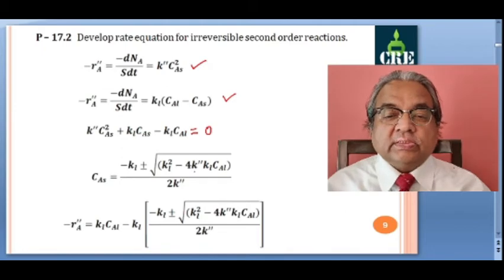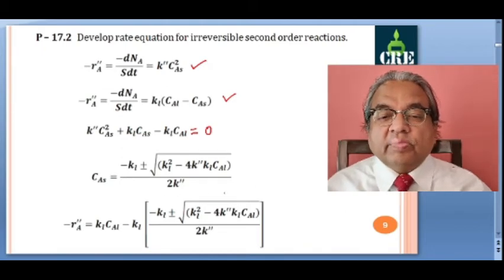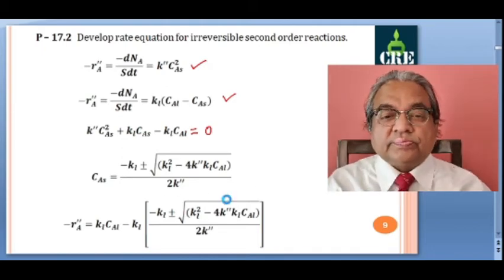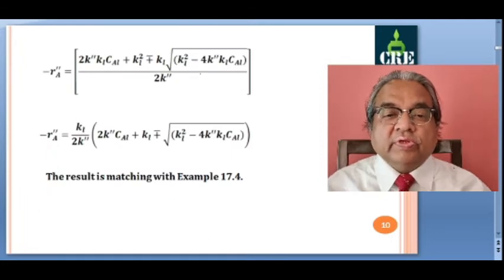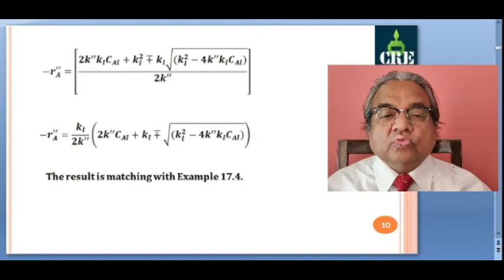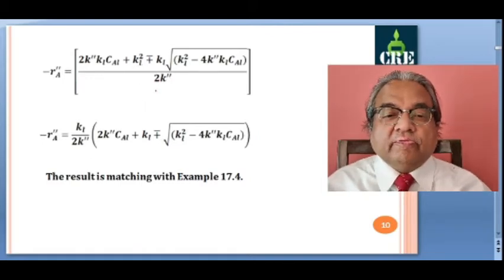So for CAS, this complete bracket is substituted. And then when we solve the bracket, we have to multiply these terms by 2K double prime in the numerator, and then finally this 2K double prime and KL from all these terms is taken out. So we get KL by 2K double prime.